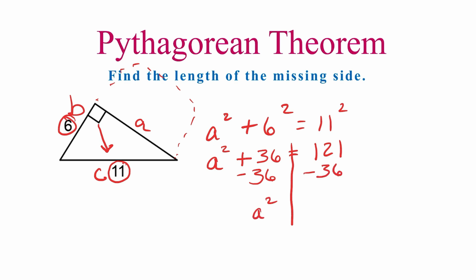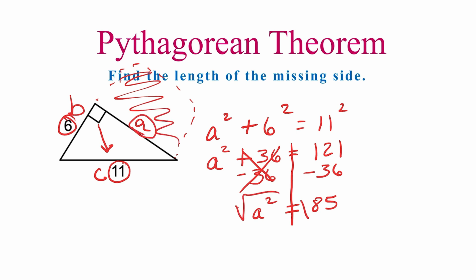That's going to give us A squared because this now cancels. Equals 121 minus 36 is 85. That's the area of this square over here. We want one side, so we take the square root to get A. A equals the square root of 85. So that's how long this side of the triangle is right here. It's the square root of 85.